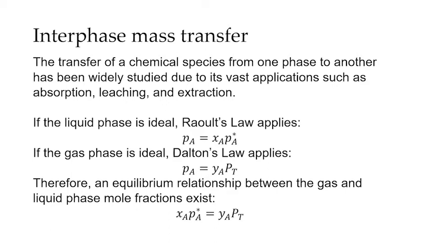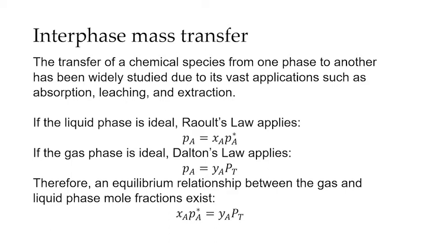The first is we will be assuming that the liquid phase is ideal, thus Raoult's law applies. Raoult's law simply states that the partial pressure of substance A over a liquid is equal to the mole fraction of that substance multiplied by the vapor pressure of that substance. As such, if you have a pure substance, x sub A is equal to 1, or the mole fraction is equal to 1. Thus, the partial pressure over the solution is equal to the saturation vapor pressure.